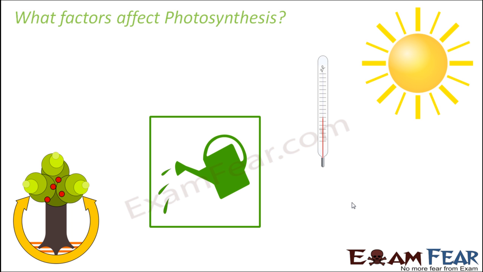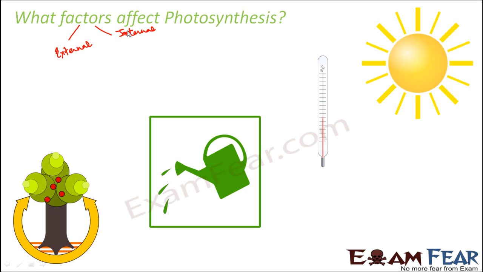When I say affect, that means there are certain factors, external or internal, that can affect the rate of photosynthesis. It can make the process faster or slower. So, what are those factors? External factors can be any environmental changes or anything which is supplied to the plant from outside. Internal factors can be anything related to the plant structure, the plant behavior, the genetic features in a plant, or growth of a plant.